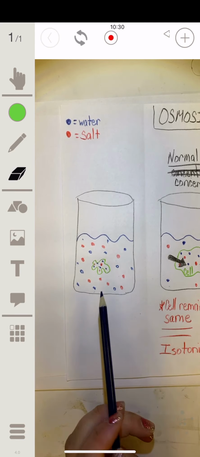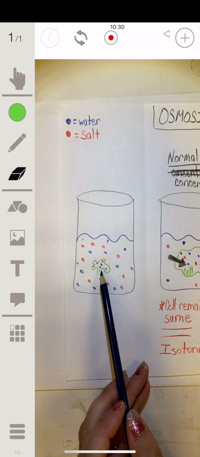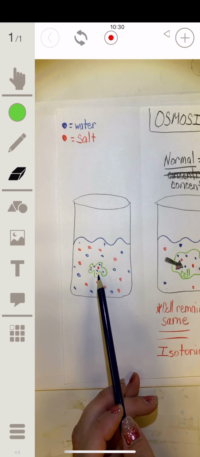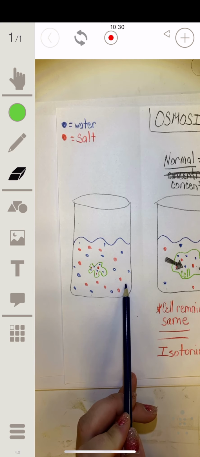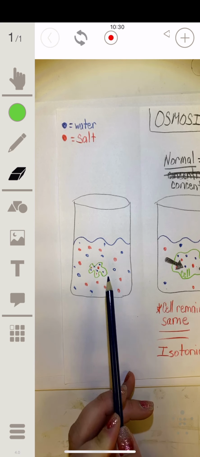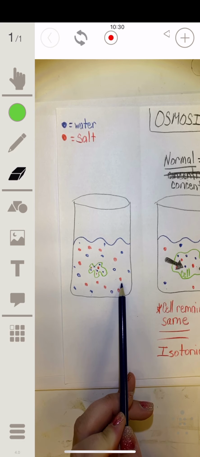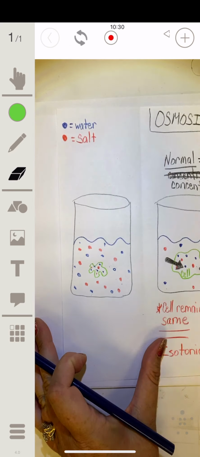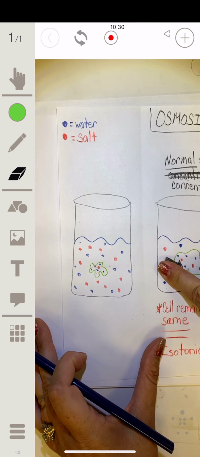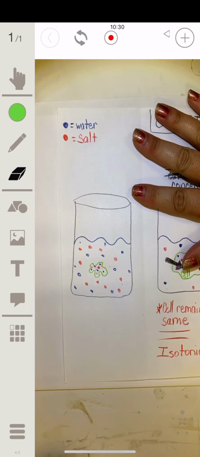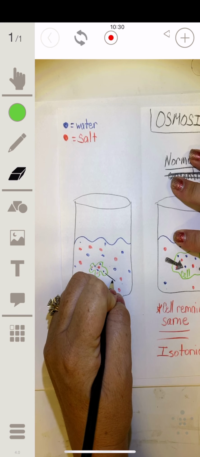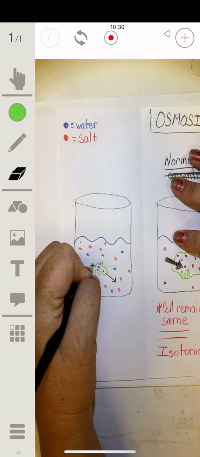Water will move from an area of high water concentration to low water concentration. There's more water in here than there is out here cellularly. So because of the salt out here, I want you to remember two words: salt sucks. Salt's going to suck the water out of this cell into its surroundings. So the water, because of the salt in the surroundings, will move out of the cell.